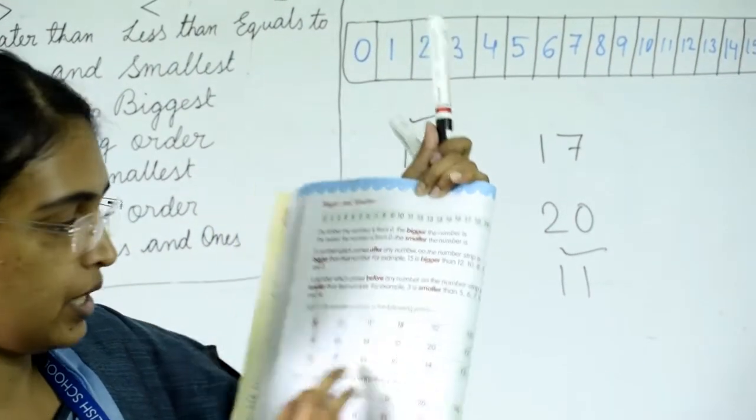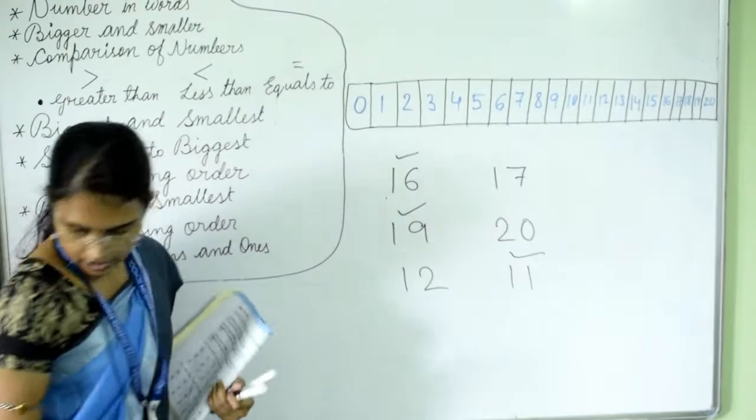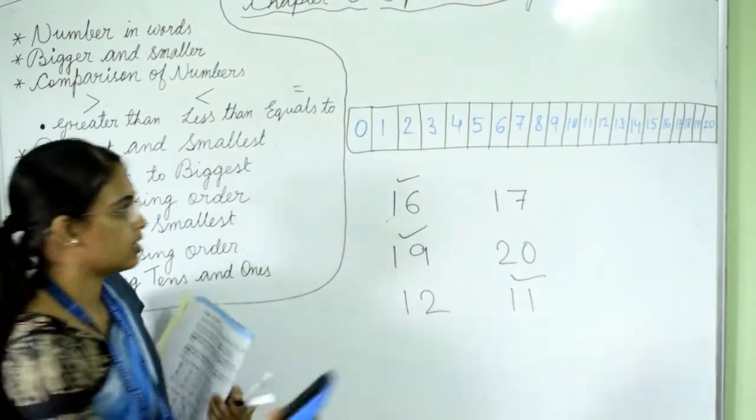Now take the bigger number in the following pairs. Now we have done the smaller number. Now we will do the bigger number.